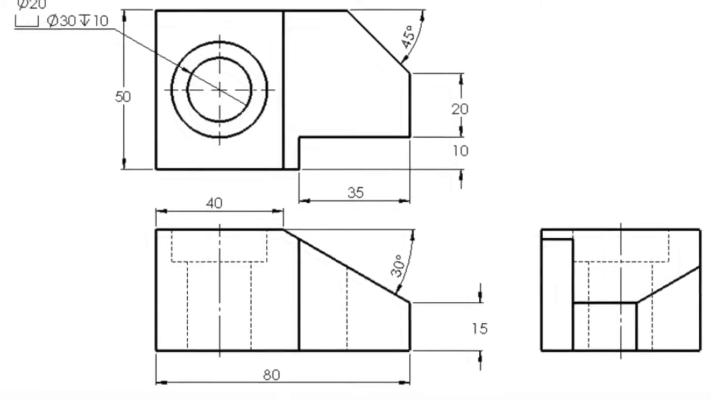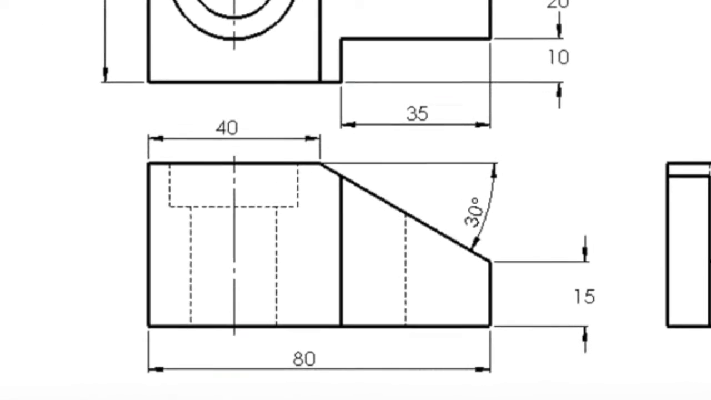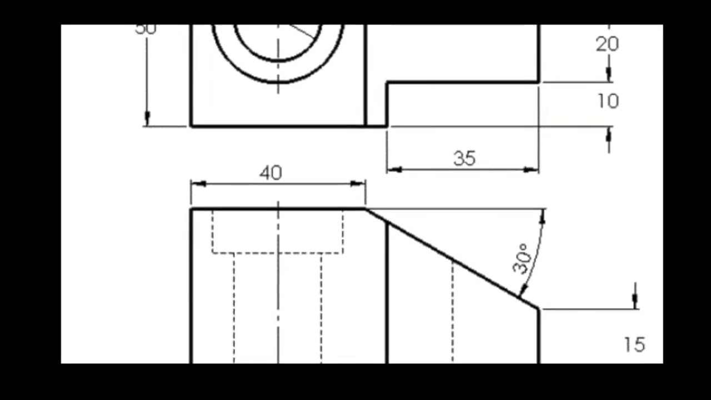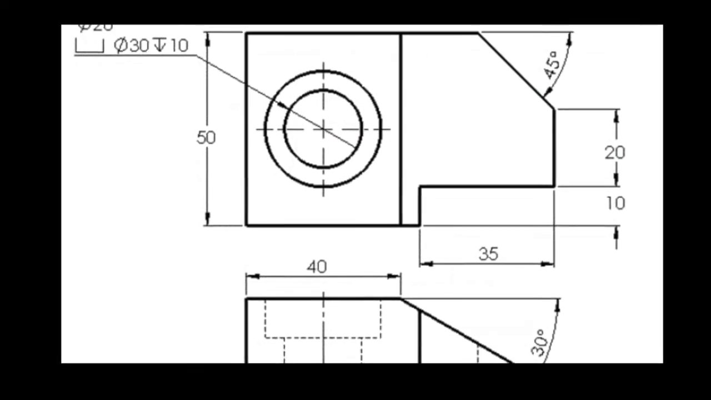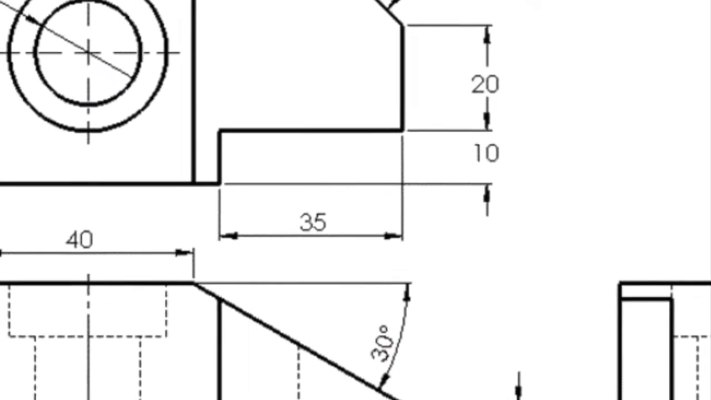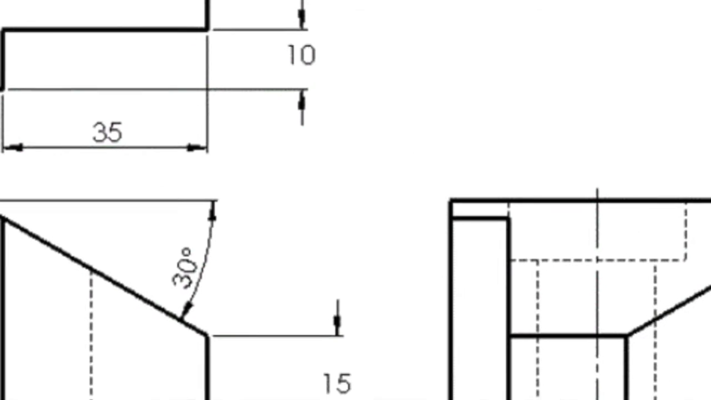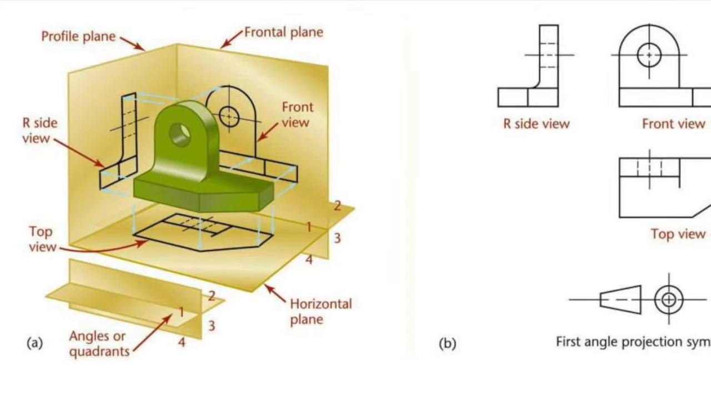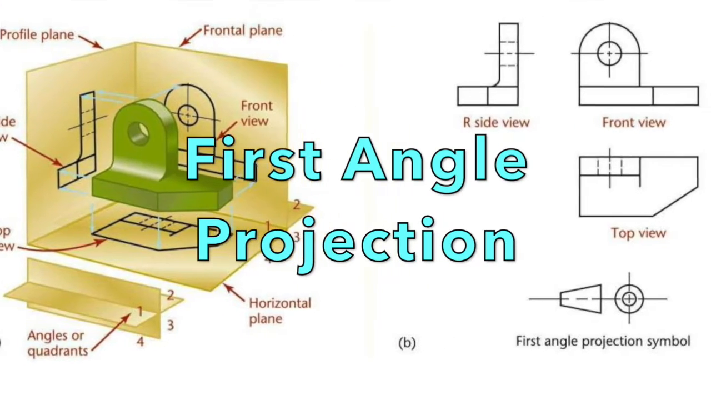The front view of the object will always appear in the bottom left-hand corner of the blueprint. The top view will appear above the front view, and the right side view will appear directly to the right of the front view. Each one of these views will line up so that all lines of the view are transparent. The second variation is called first angle projection.